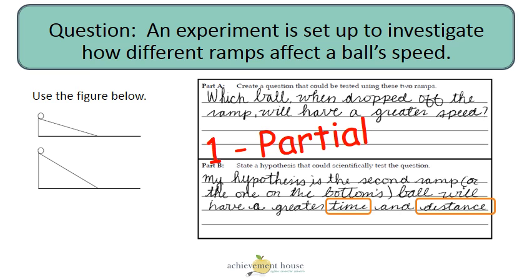If you said 1 point, that would be correct. There's partial credit given here. Part A is correct. They got credit for Part A, but their hypothesis was not testing their question in Part A, so they did not get credit for Part B.